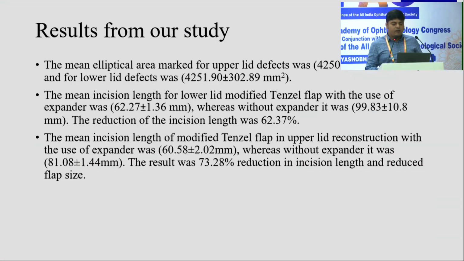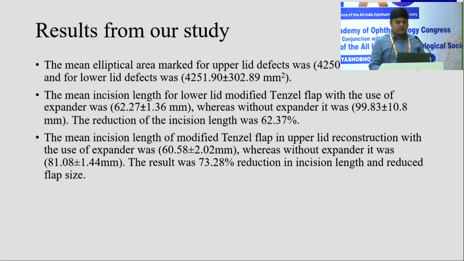Now, how to calculate the area of the ellipsoidal region? This is calculated by pi into the semi-major axis and the semi-minor axis, that is half of the long axis and half of the short axis. From our study, the mean elliptical area to be expanded by the Foley's catheter in the upper lid was 4250 square millimeter, and the lower lid was 4251 square millimeter. Thus, we can see that this is extremely predictable. The predictable tissue expansion occurs.